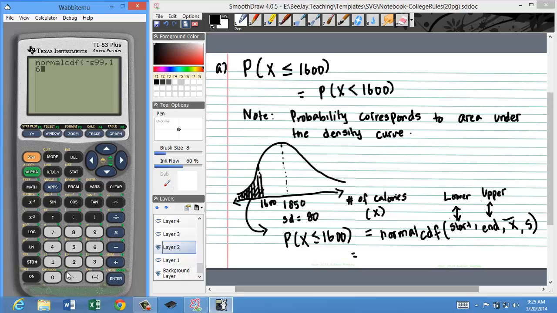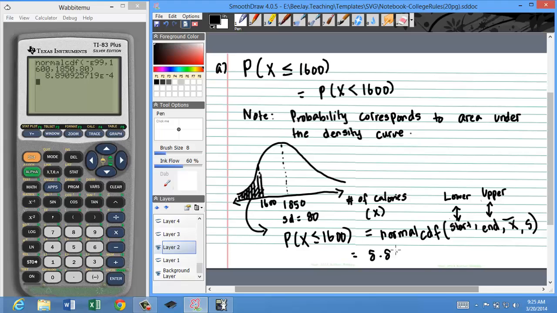1600. The next step would be to enter the mean and the standard deviation. The mean is 1850 and the standard deviation is 80. Press enter, and the probability we get is 8.8909 E negative 4, which means 8.89 times 10 raised to negative 4. It's a very, very small probability.